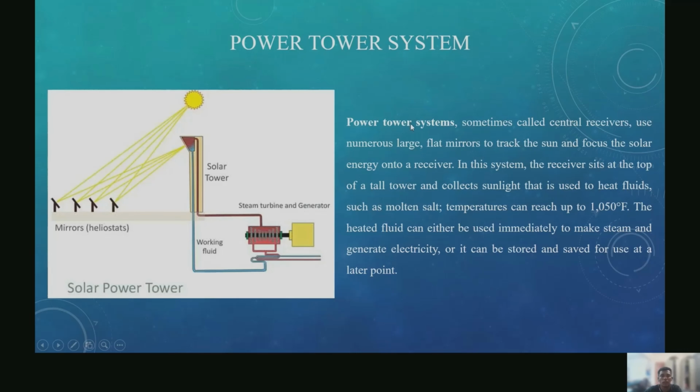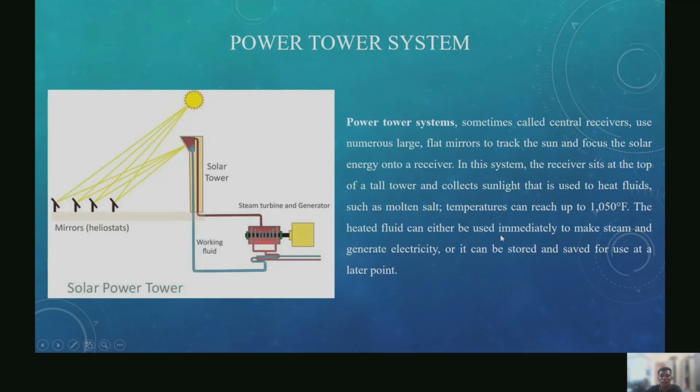Okay, for the first one, power tower systems. Power tower systems are sometimes called central receivers. They use numerous large flat mirrors to track the sun and focus the solar energy onto a receiver. In this system, the receiver sits at the top of a tall tower and collects sunlight that is used to heat fluids, such as molten salt. Temperatures can reach up to 1050 degrees Fahrenheit.